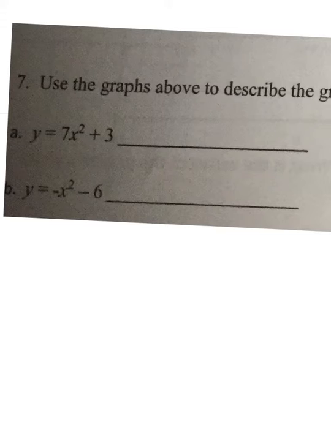All right, so problem number 7, part A. We notice that we have a 7 out front. So 7 out front makes it like problem number 2, which was a stretch. Ooh, not the best color to pick. And then the +3 at the end made it go up 3 units.